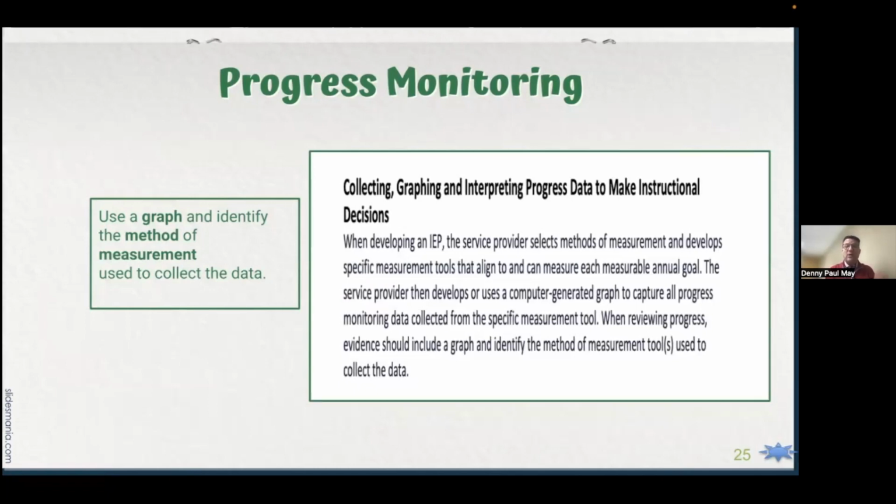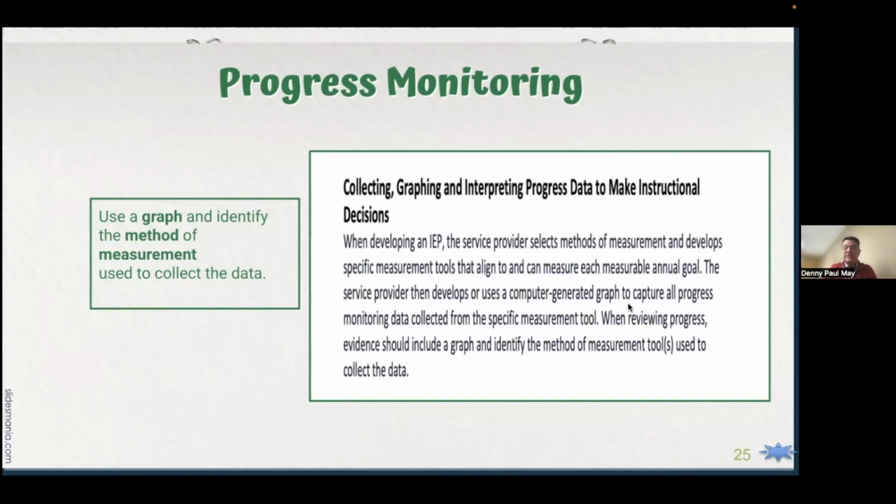And so how do we capture data, and what does it look like? We collect, graph, and interpret progress data to make instructional decisions, and to also tell us when a student's going to make progress, or when we need to make a change, or maybe we need to change a goal. Those are the things that we're talking about. And so we use a graph, and we identify the method of measurement used to collect the data. That's what we have to do.